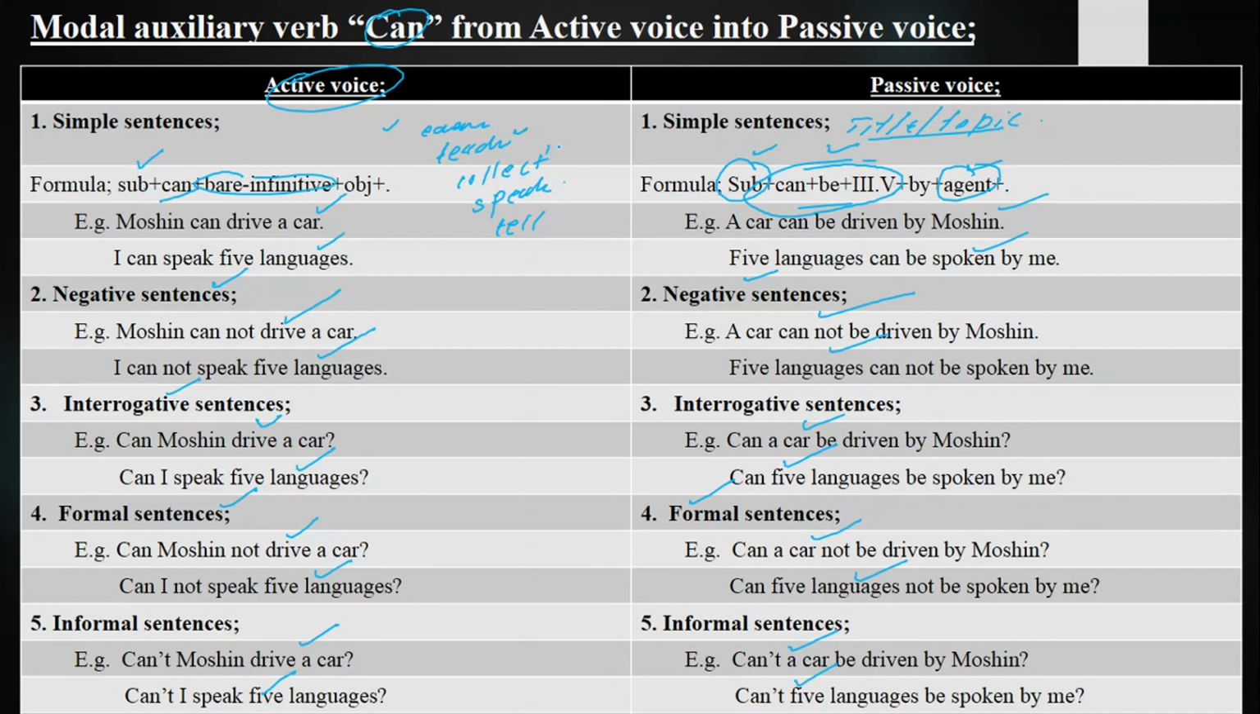She can collect money. Money can be collected by her. Money cannot be collected by her. Can money be collected by her? Can money not be collected by her? Can't money be collected by her?